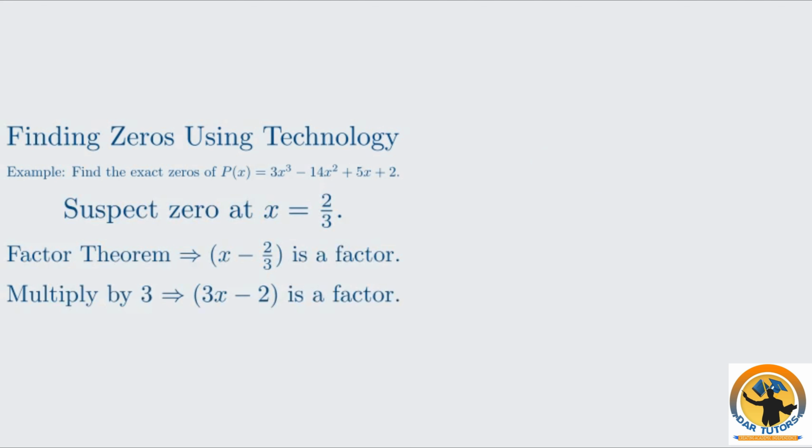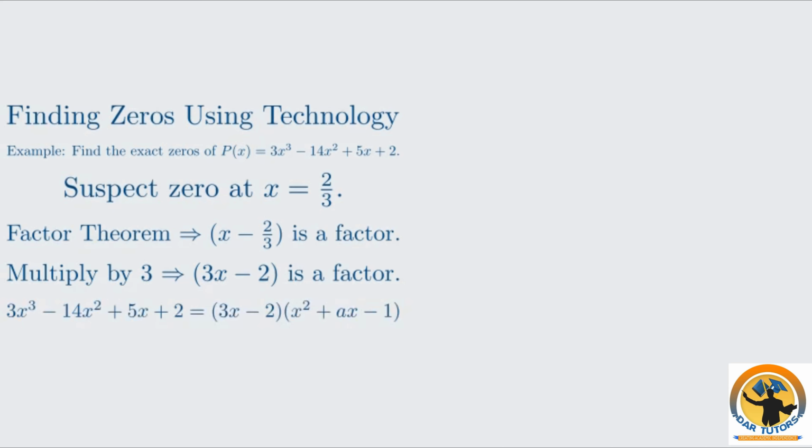By the factor theorem, this means that x minus 2/3 is a factor. To avoid fractions, we can multiply by 3 to get the factor 3x minus 2. Now we know that p of x can be written as the product of 3x minus 2 and some quadratic factor x squared plus ax minus 1. We can find the unknown coefficient a by expanding the right side and equating coefficients, just like we did before.